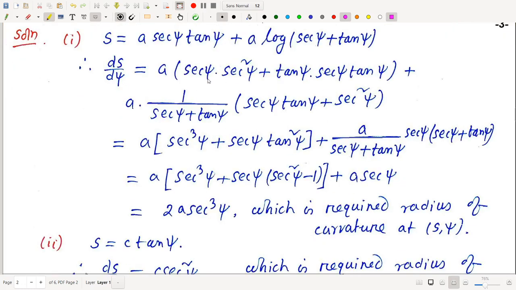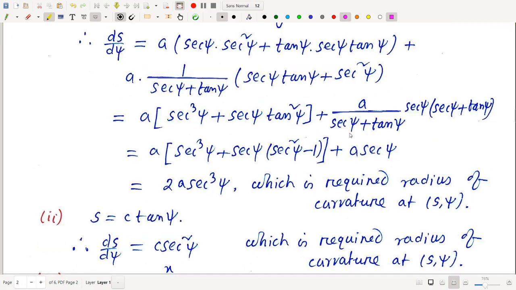Now this is sec cube psi plus sec psi tan square psi, and here we have taken sec psi common, so it will be tan psi plus sec psi. You have written here sec psi plus tan psi, it is all the same, and the derivative is sec psi plus tan psi. So these two get cancelled.